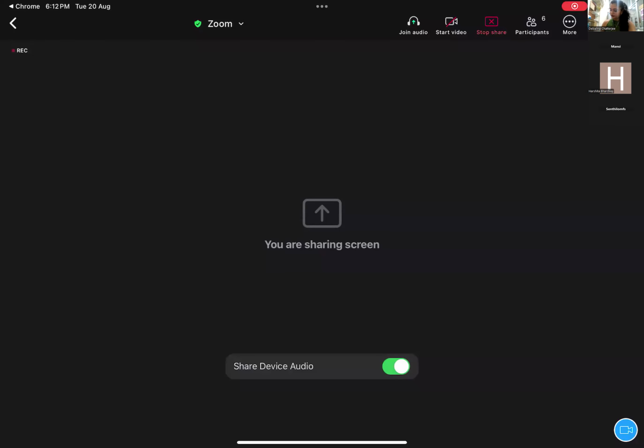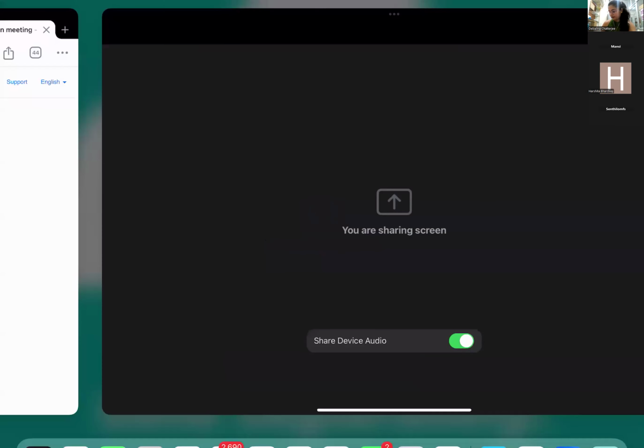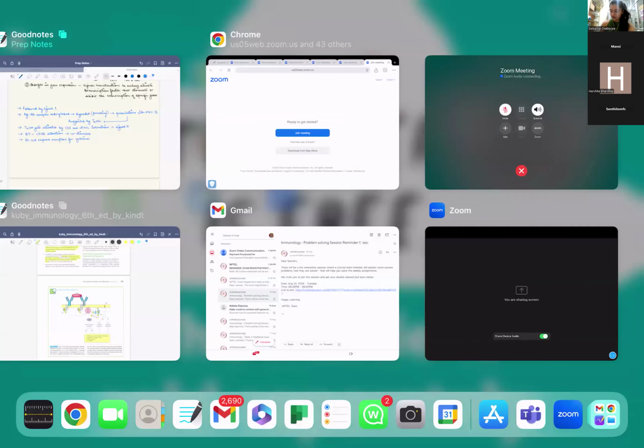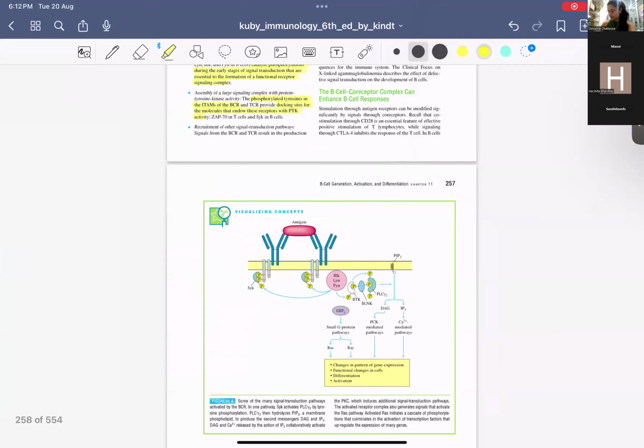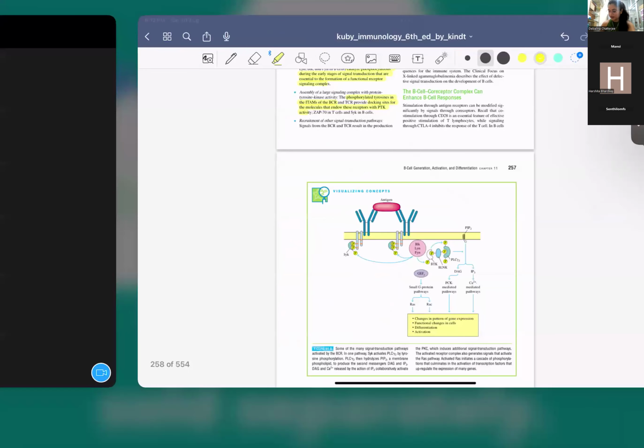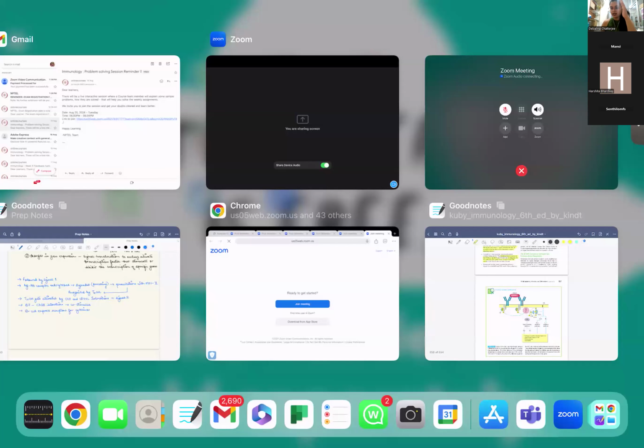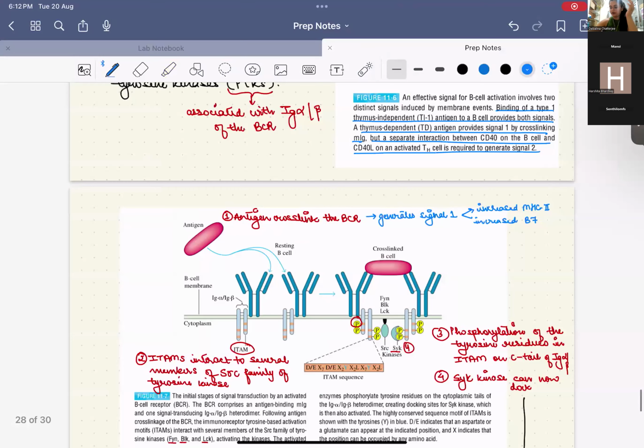Okay. So for today's class, we'll try to first finish up our discussion about the entire process of B cell activation and maturation. So we ended our class with B cell proliferation.